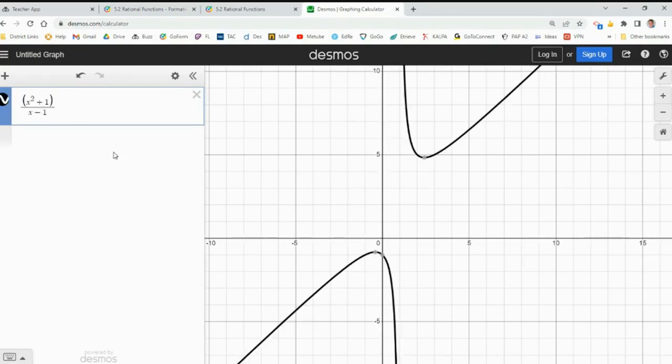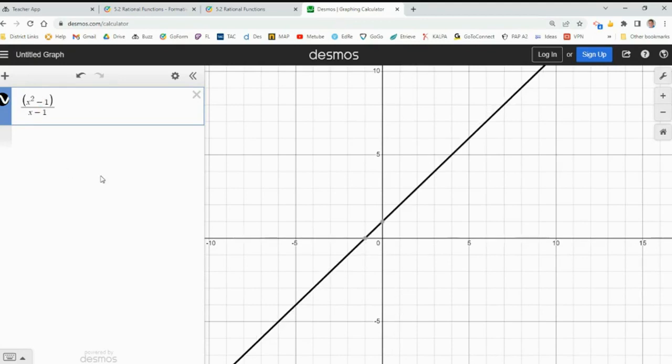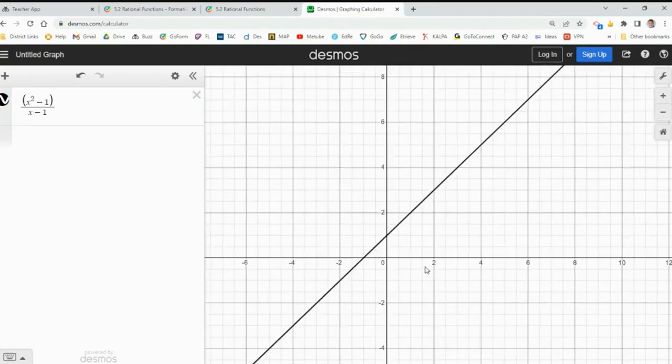Oh, I'm sorry. It's x squared minus 1. I put the wrong thing. X squared minus 1 divided by x minus 1. Now that looks just like the last graph, doesn't it? Because when we simplified it, it's the same graph. But there's a very distinct difference. This one has a hole in it, and it's at the point (1, 2).